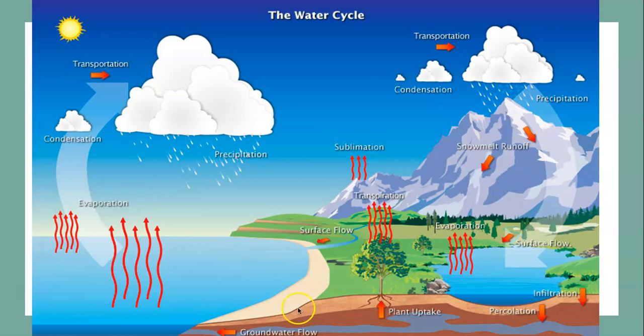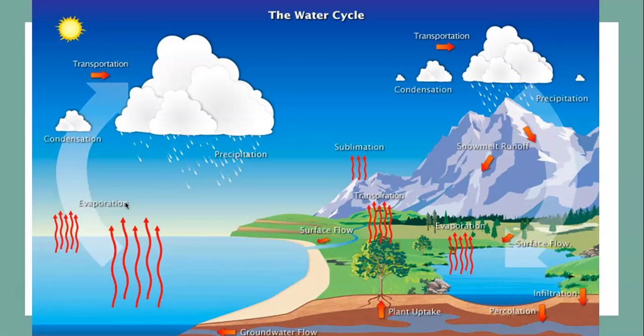The energy that it takes for water to pass from a liquid state into a gaseous state in this instance is going to be supplied from the sun. Okay, so the radiation that comes down heats up the surface water and allows the water to pass from a liquid state to a gaseous state, and we call that evaporation.